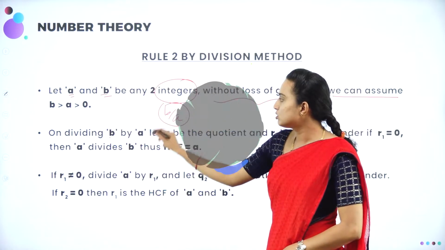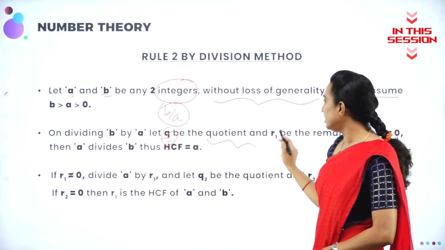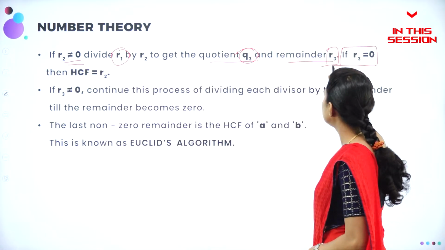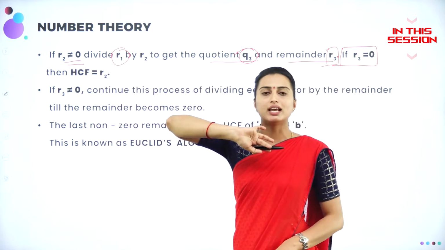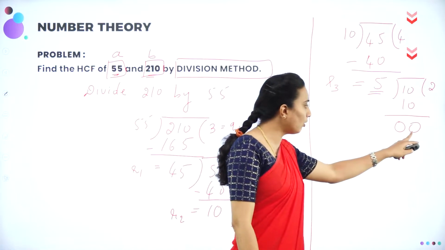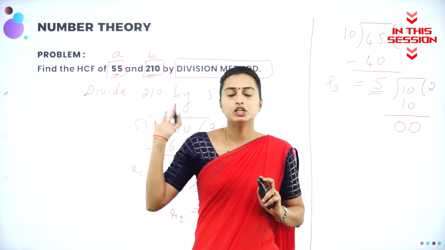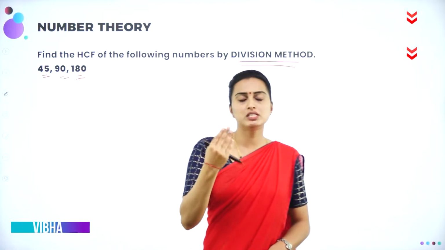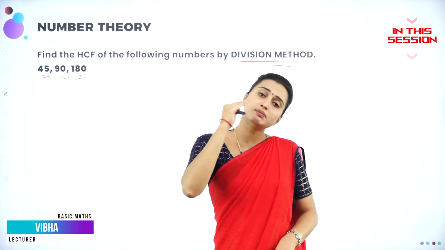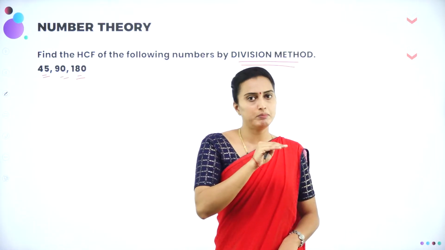On dividing these two, the quotient you are going to call Q, and R1 will be the remainder. If R3 is equal to 0, then R2 is going to be known as the HCF of the integers A and B. If you are getting 0, the dividend will be the HCF of the given two numbers. Any two numbers you can choose first. By choosing those two numbers, the maximum number will be divided by the minimum number.